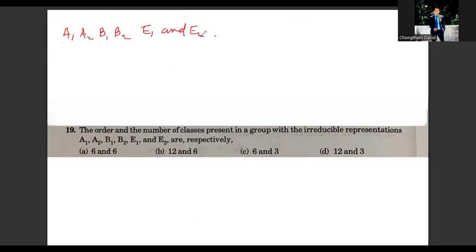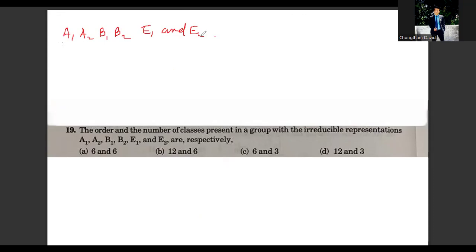Now the order of the group is the total number of elements in the group, and the number of classes is the number of distinct conjugation classes in the group. So step 1 is to analyze this irreducible representation. Each irreducible representation corresponds to a distinct class of the group, and the number of irreducible representations gives the number of classes in the group, where A1, A2, B1, B2 are typically one-dimensional representations. E1, E2 are typically two-dimensional representations. So there are 6 irreducible representations, which means there are 6 conjugation classes.